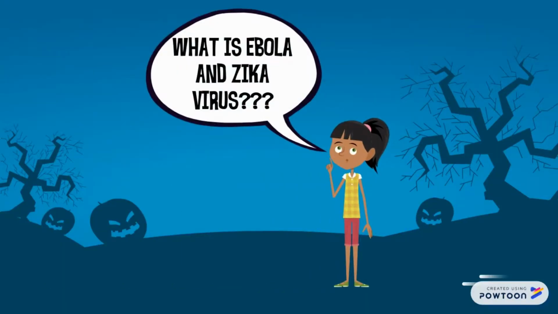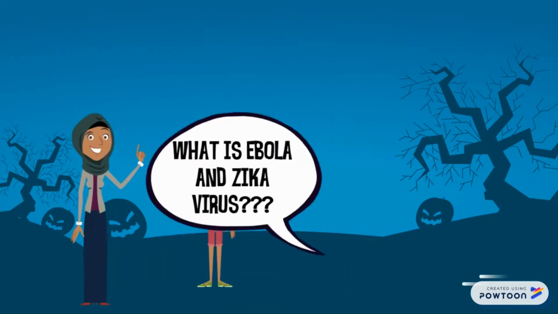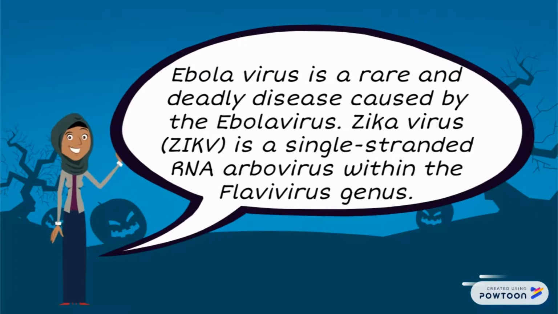What is Ebola and Zika virus? Ebola virus disease is a rare and deadly disease caused by the Ebola virus, while Zika virus is a single-stranded RNA arbovirus within the flavivirus genus.